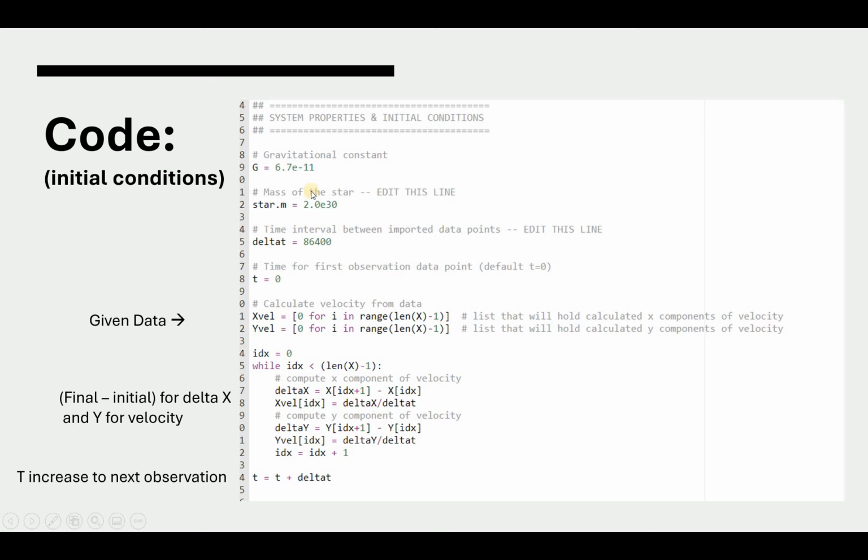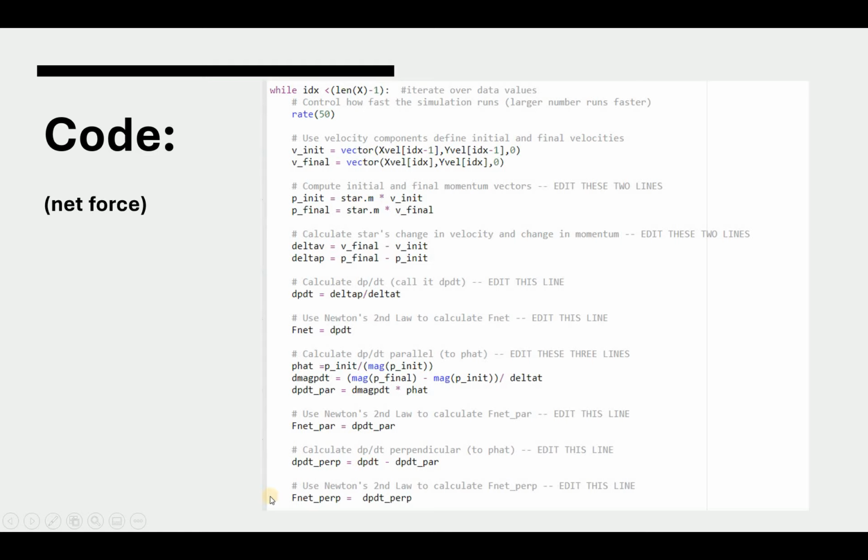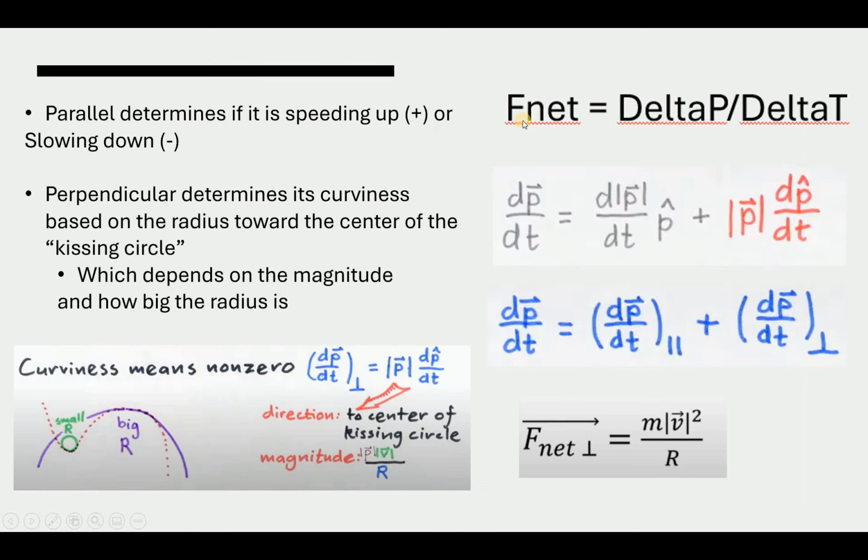So for our code, this is our initial condition. We're given G, the gravitational constant, and the mass of the star, and delta T is 1 day, which is equal to 86,400 seconds. T starts at 0. We're given X and Y velocity, and then we're going to find the change in X and delta Y by doing final minus initial, and then T is going to increase by delta T for each iteration. And this is the code for net force, and I'll talk more about that over here.